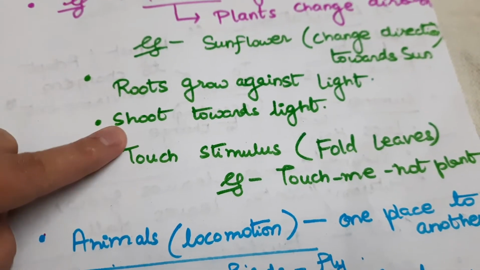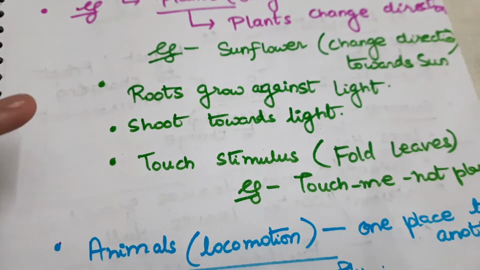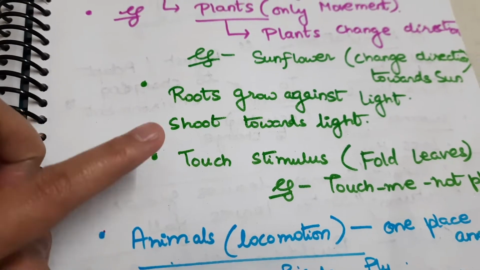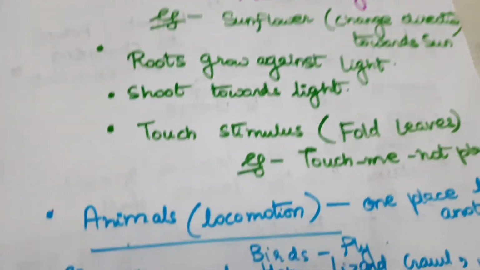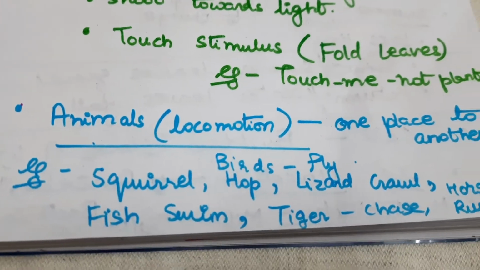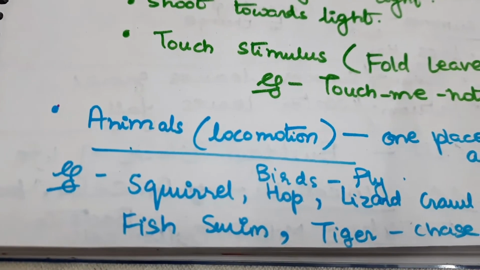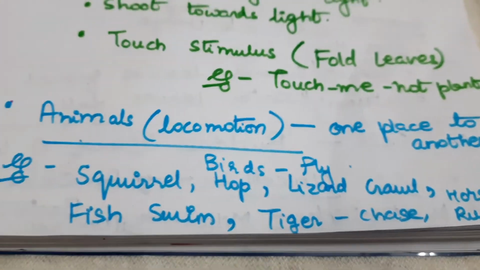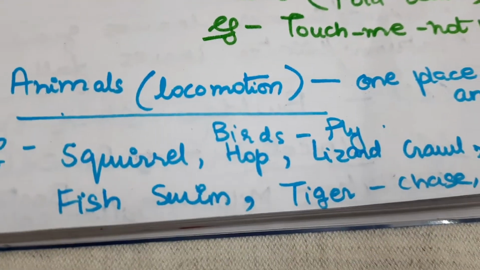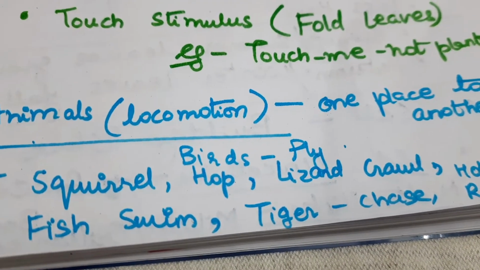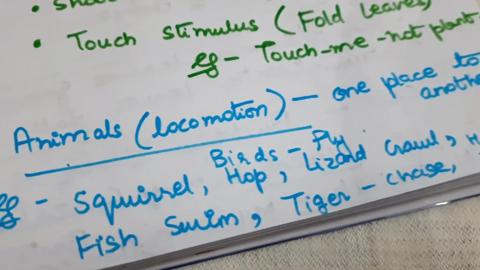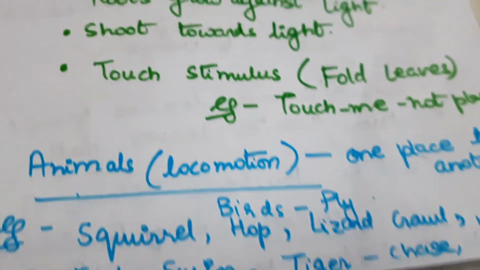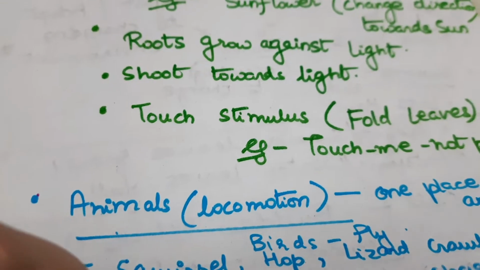So the touch-me-not plant, if touched, folds its leaves because it is stimulus-oriented movement. If you touch it, then it will close. Then animals do locomotion. Locomotion is from one place to another, like squirrel, birds, lizard, fish, tiger, human, horse. Squirrels hop, kangaroos hop, birds fly, lizards and reptiles crawl, horses run, we can run, fish can swim, and tigers can chase or run. So these are the locomotory motions.